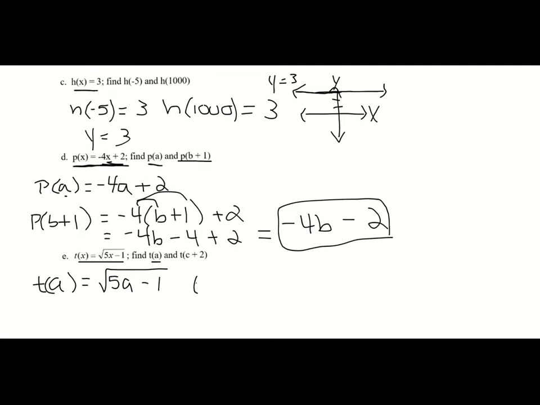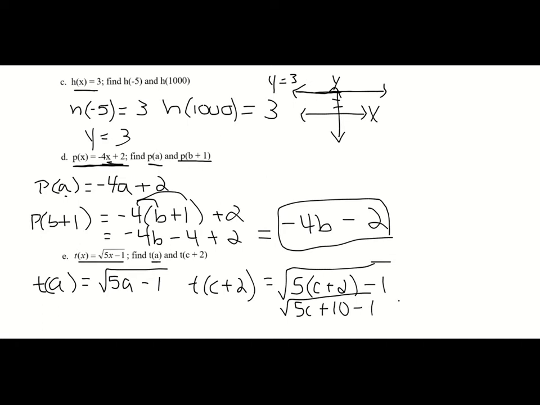Now, t of c plus 2. When we go to plug that in for x, we're going to have to, again, do our parentheses like we did for d. So it's going to be 5 times c plus 2, and then minus 1. So we are going to distribute. So it will become the square root of 5c plus 10 minus 1. And then when we simplify that, 10 minus 1 is 9. So we'll end up with the square root of 5c plus 9. And that will be our final answer.